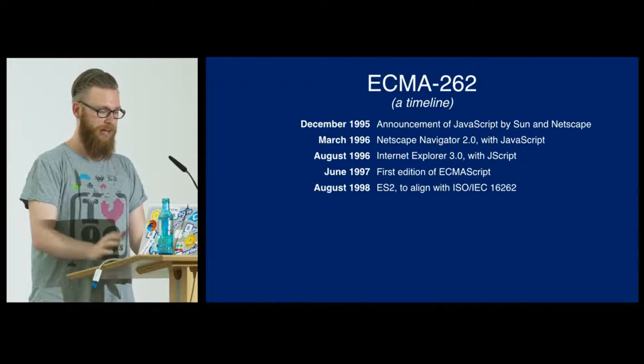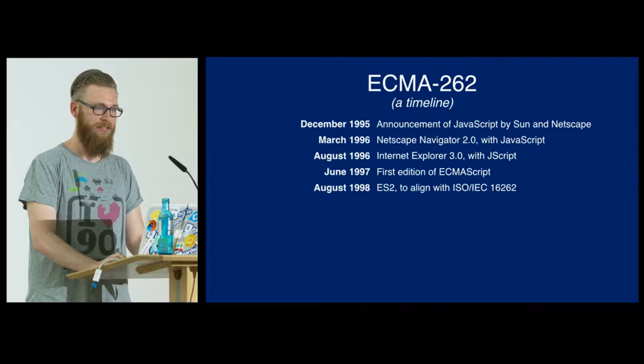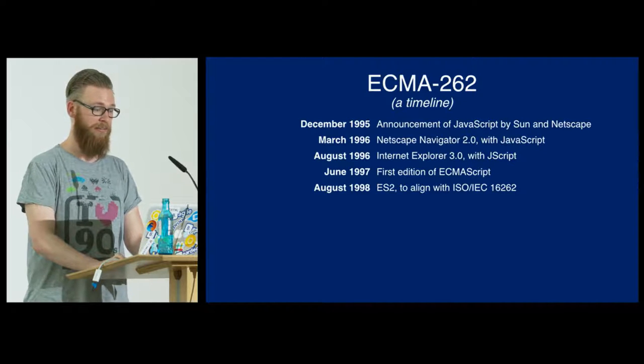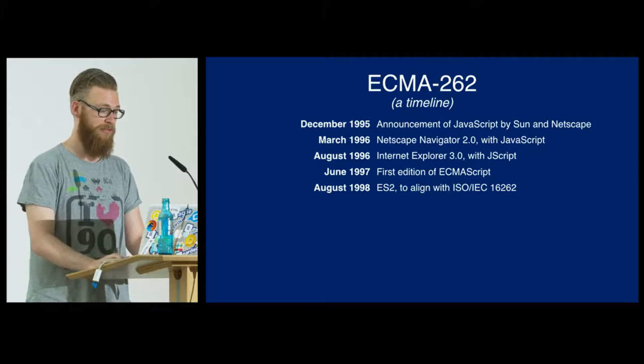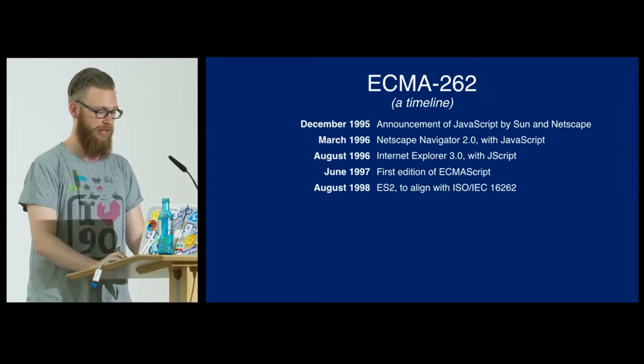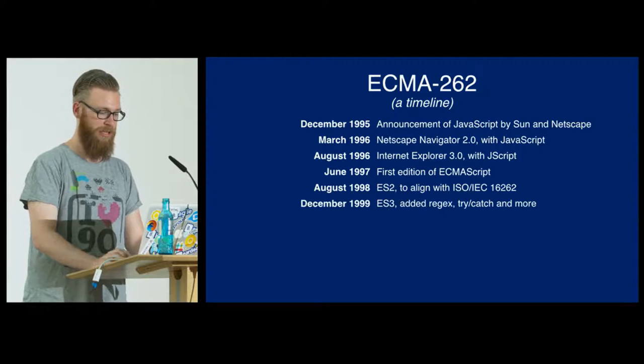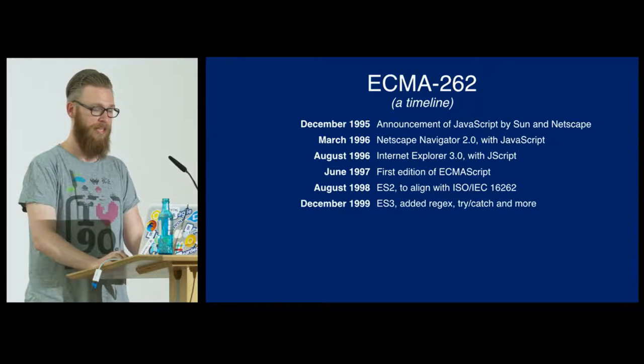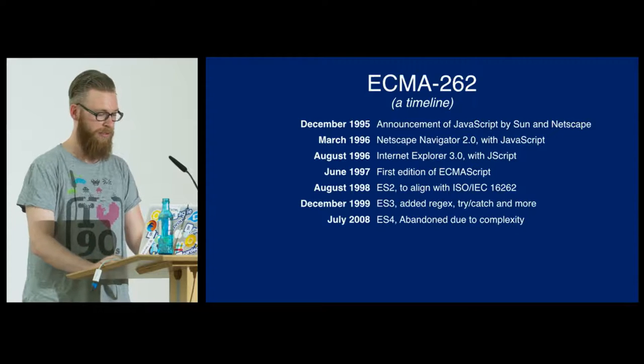It says here, to align with the ISO specifications. It's also a strange thing: ISO came out with their own version of the JavaScript specification, which you have to pay for to read. But they wanted the two to align, so they created a new version. Then a year later, ES3 came out with regex and try-catch. Yearly iteration seems good, so let's continue on that and make the next one 9 years later.